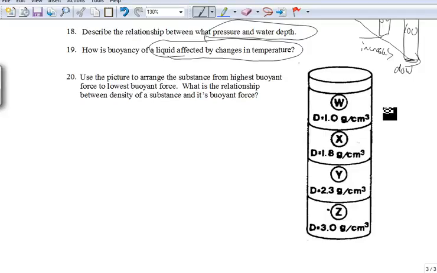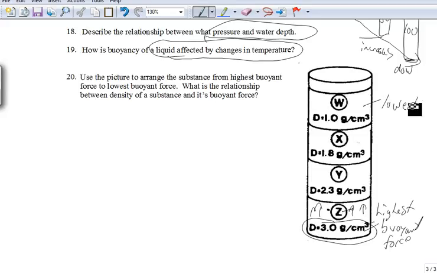So density and buoyancy are related, so these give us the density. So liquid Z has the highest density and therefore has the highest buoyant force. So it can push and hold up more substances. It would be easier to float an object here than in here. So this is the lowest buoyant force and the lowest density.